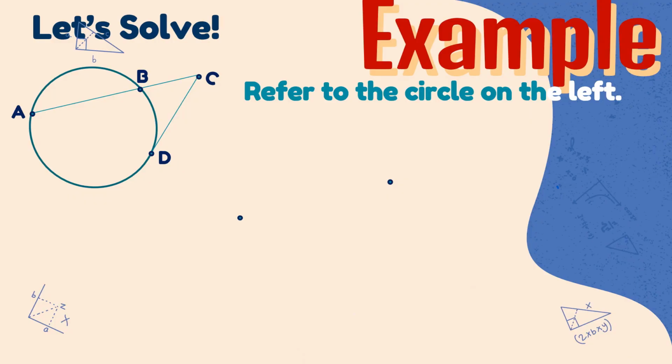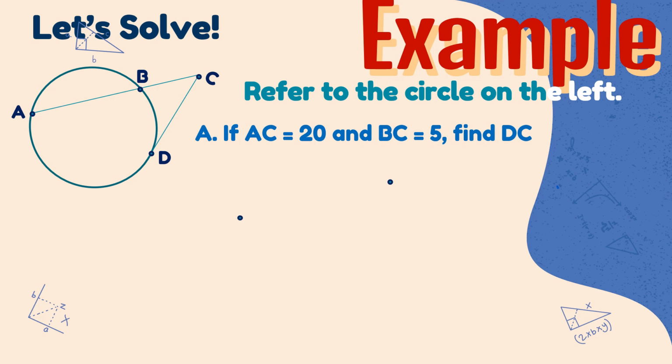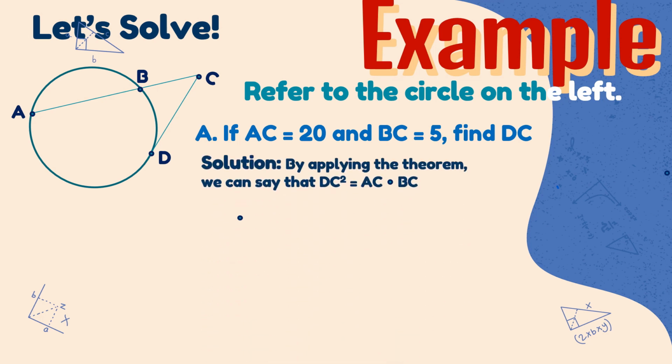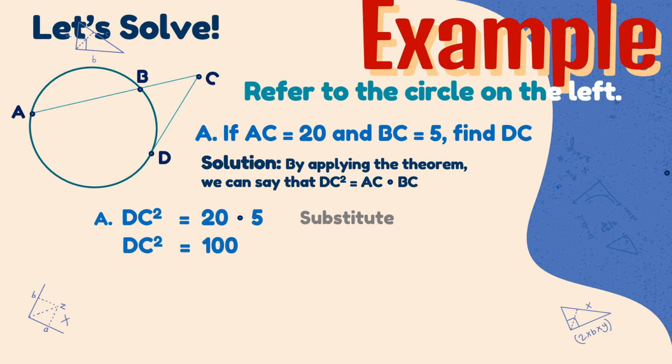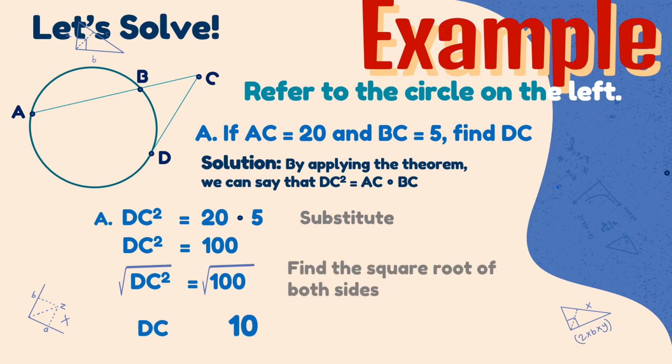Let us try example number 1. Refer to the circle on the left. If AC is equal to 20 and BC is equal to 5, find DC. By applying the theorem, we can say that DC squared is equal to AC times BC. To substitute, DC squared is equal to 20 times 5. DC squared is equal to 100. Extracting the square root of both sides, we have DC is equal to 10. The length of line segment DC is equal to 10.